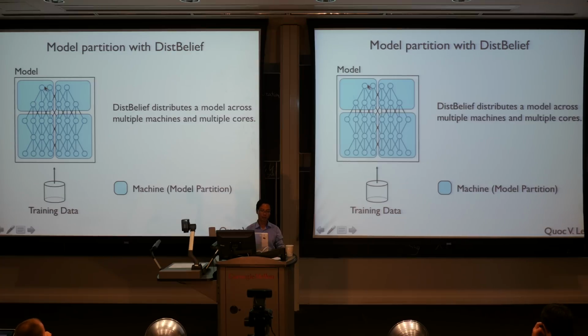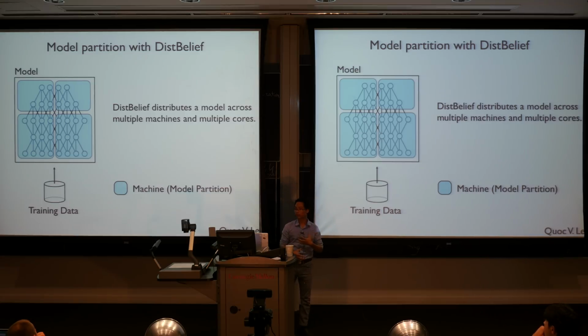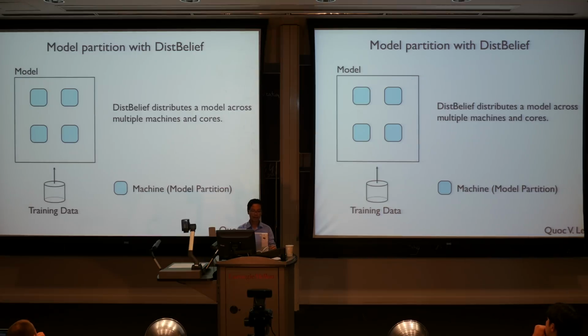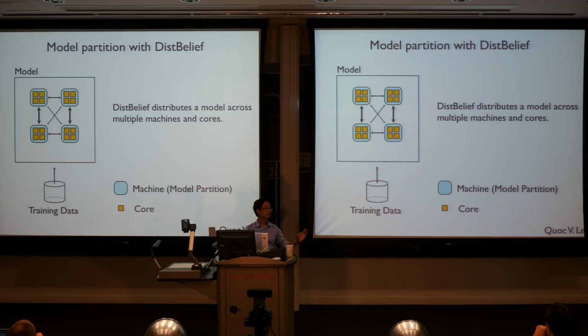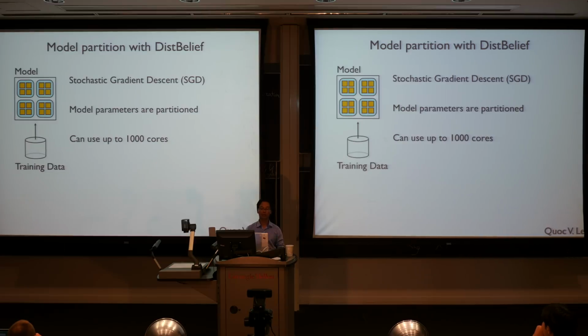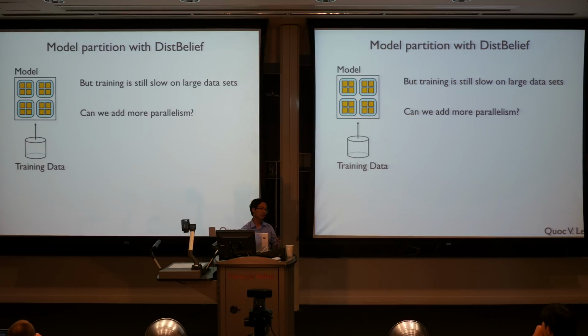The first machine will be responsible for computing the values of these neurons. And then the second machine will be responsible for computing values for these neurons, and so on. Obviously there will be communication across machines, but we can design the neural network in such a way that communication will be much smaller than computation. And then per machine, we also have multiple cores to do computation. This idea can use up to like 1,000 cores or so, right? But 1,000 cores is still slow. We want more. We want faster.